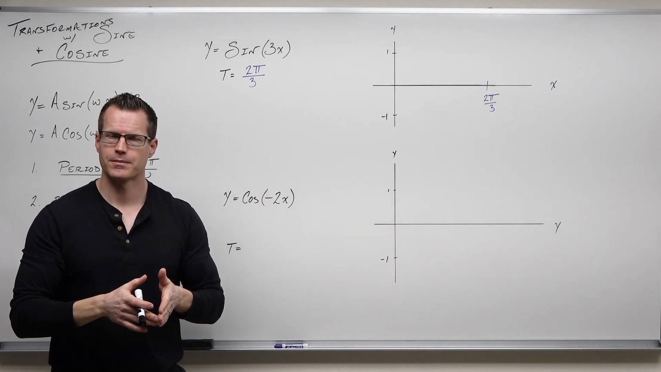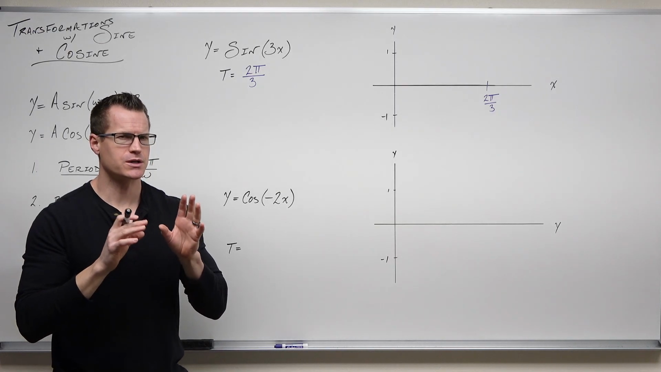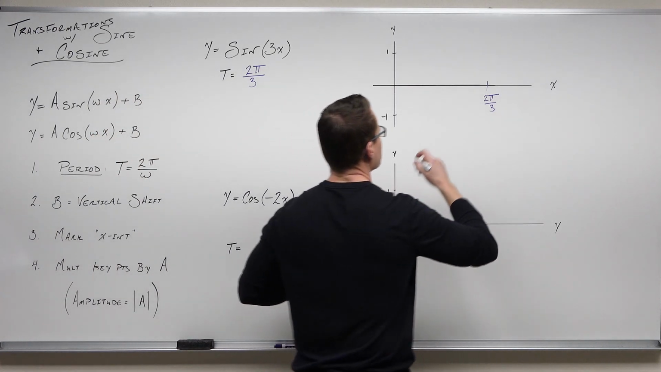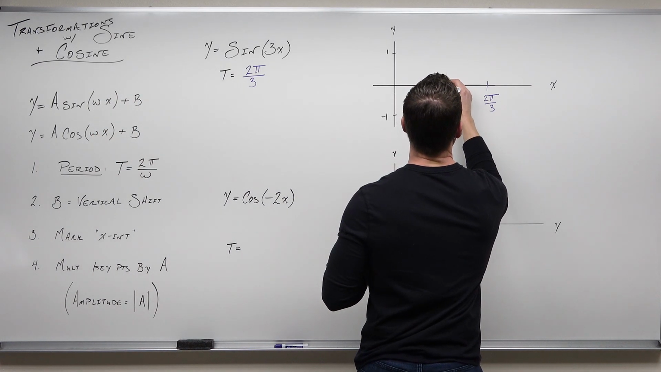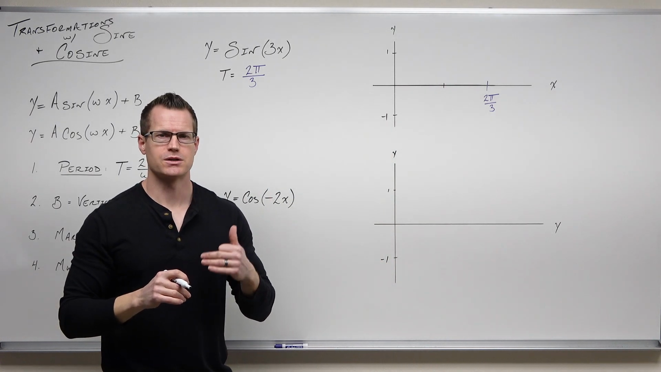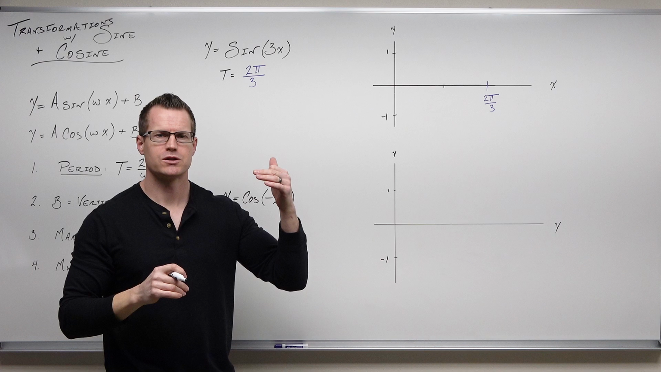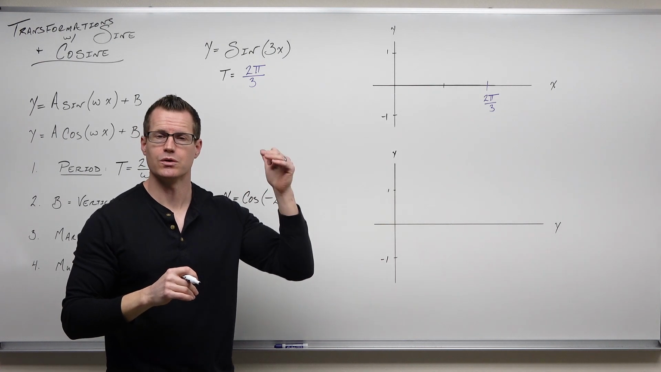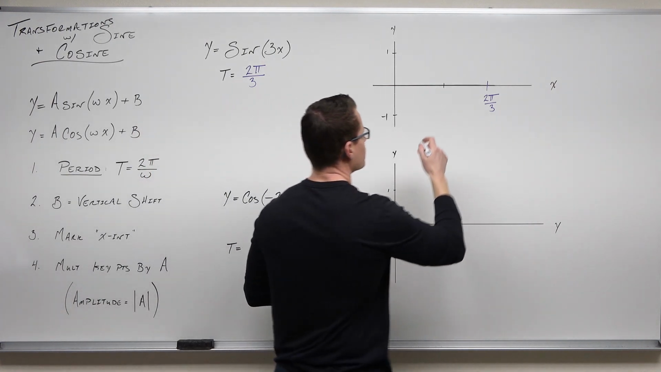Cut that in half. So wait a minute. What happens if you cut 2 pi over 3 in half? 2 pi over 3 divided by 2, or cut in half, is 2 pi over 6, or 2 pi over 3 times 2. Those 2's cancel. You're going to get pi over 3.